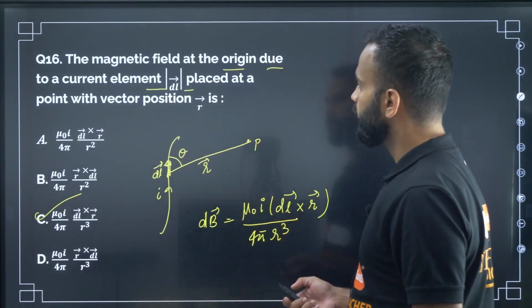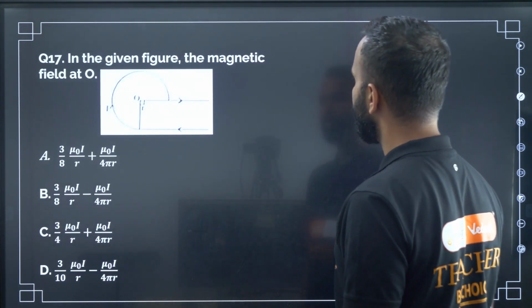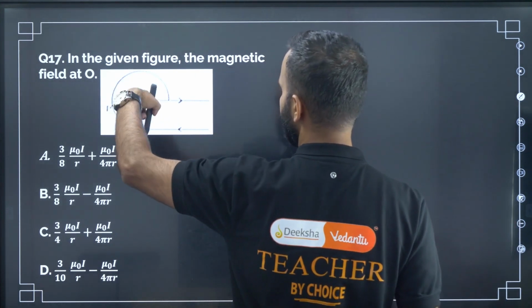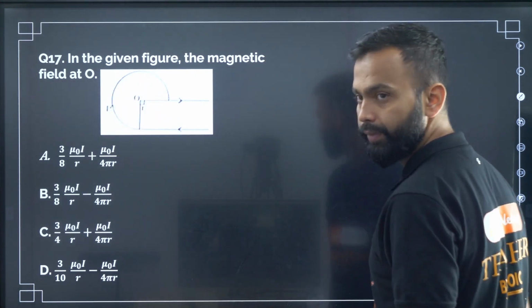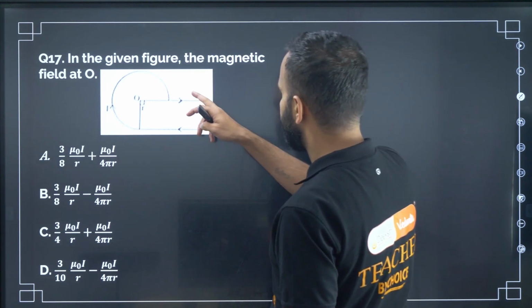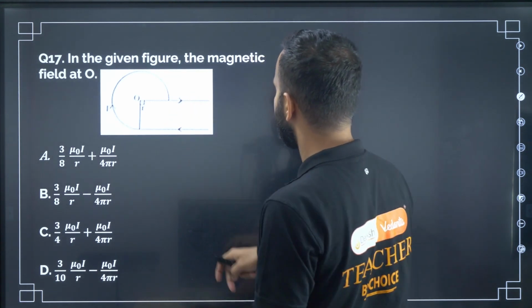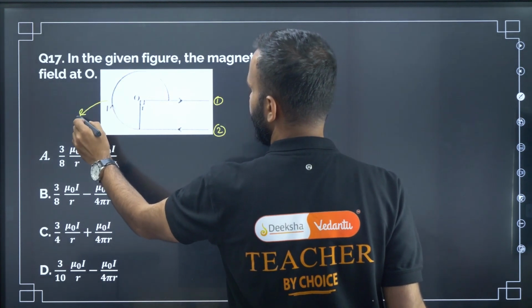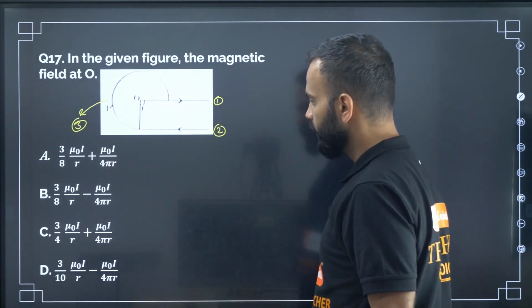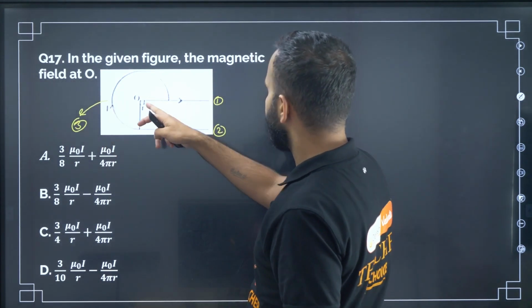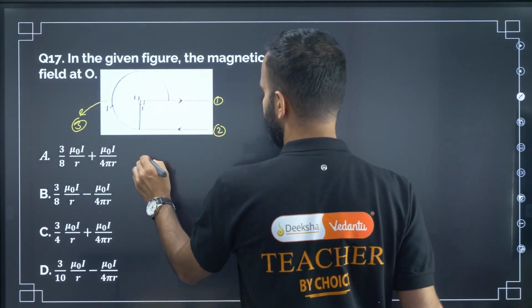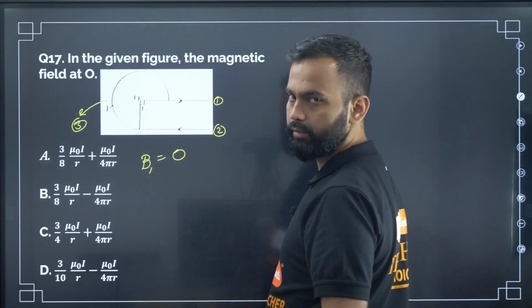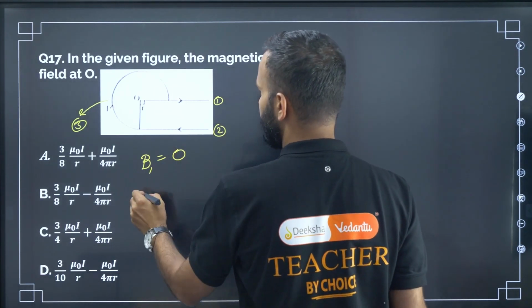Next question, question number 17. In the given figure, find the magnetic field at O. So this is the given figure. There are three sections, or three wires: the first wire, the second wire, and the third wire. What is the magnetic field at O due to the first wire? Let's say B1 is the magnetic field due to the first wire at O. It is 0, right? And the magnetic field due to the second wire.